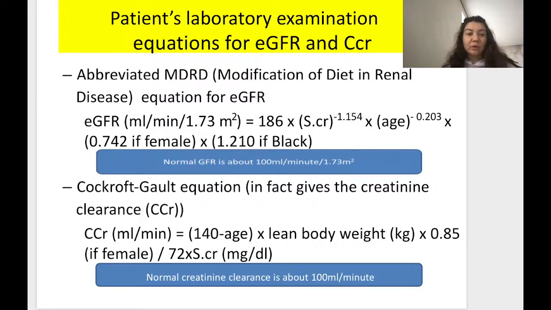Okay, what is the formula? Formula for estimated glomerular filtration rate, or eGFR. I told you that it is MDRD, or modification of diet in renal disease, and you see the formula on the slide. And the most useful formula for creatinine clearance is the Cockcroft-Gault equation. We use it very often in clinic too. The formula you can see too.